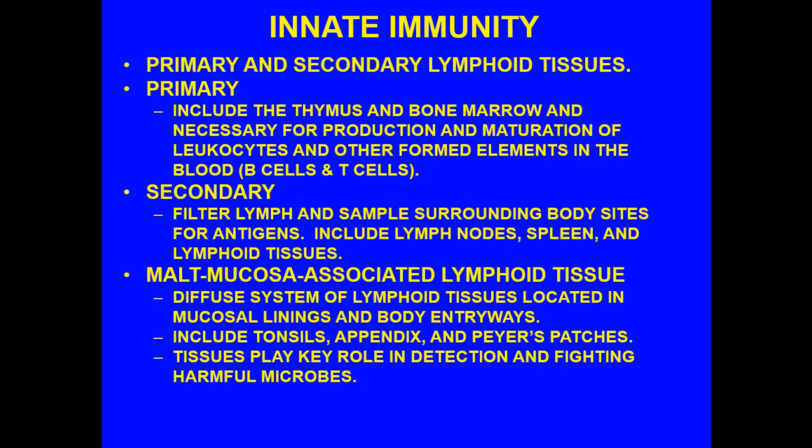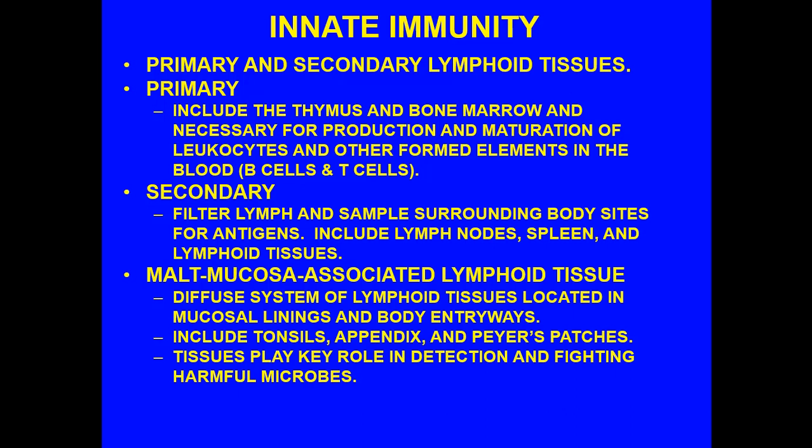Because we're going to be talking about how the lymphoid tissues basically play a key role in stopping the pathogens after they breach the first line of defenses. Let's talk about the difference between primary and secondary lymphoid tissues. Primary, these include the thymus and the bone marrow, and they're necessary for the production and maturation of leukocytes and other formed elements in the blood, such as the B cells and the T cells. B cells, to help you remember, are pretty much going through maturation in the bone marrow. T cells get activation and maturation that occurs in the thymus.